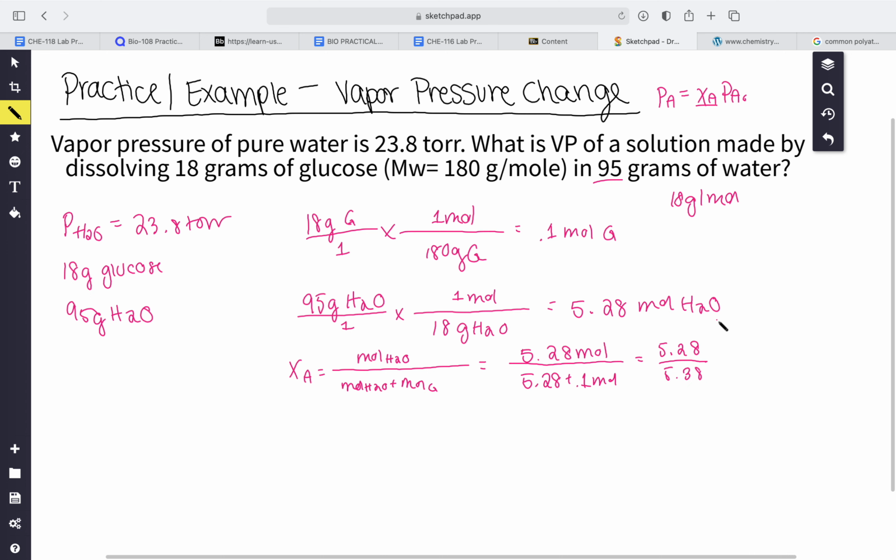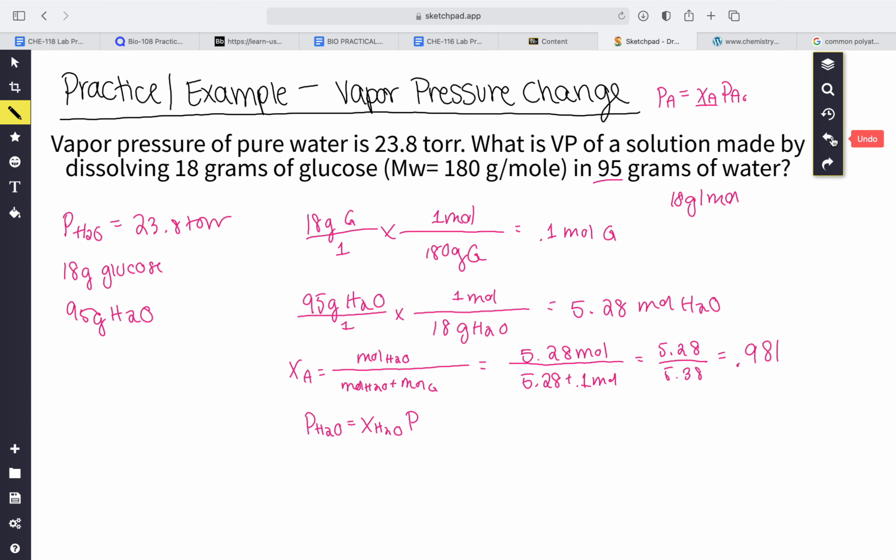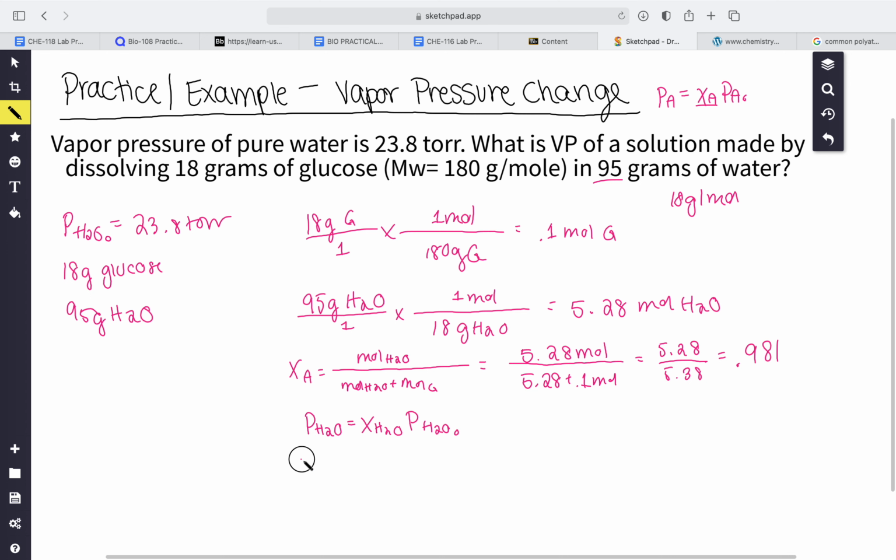5.28 divided by 5.38, and we will get 0.981. Alright, now what we're going to do is add that into our equation. So we have P H2O is equal to X H2O, which we just found, times the P H2O not. So the new pressure of the water is going to be 0.981, and then the pressure in the beginning is 23.8 torr.